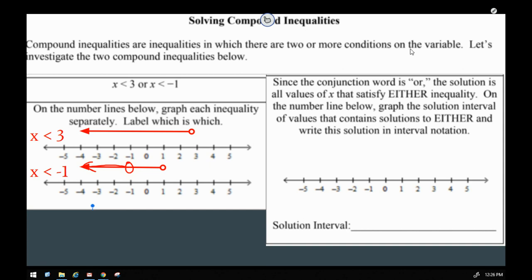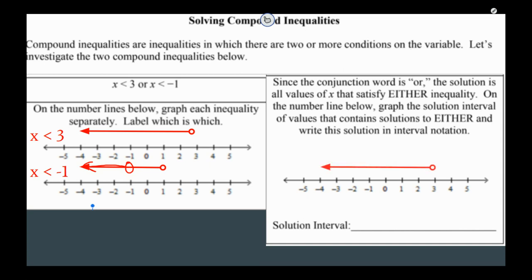Okay. So if it makes either one true, what is this going to look like over here? It's going to go through the negative 1, so it's going to be just like x less than 3, because that one encompasses both of them, right?